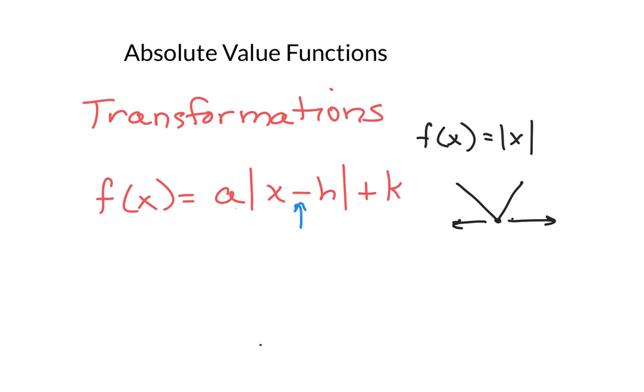That k at the end is going to move that vertex, and actually every point on that absolute value, up or down by that number. Okay, so we have these transformations, and we can tell exactly what's going to happen with our absolute value by looking at it.